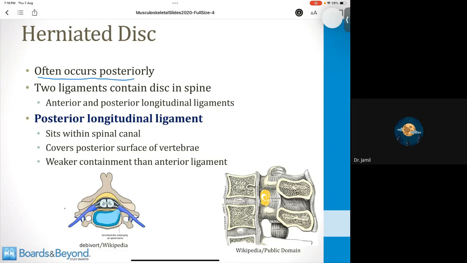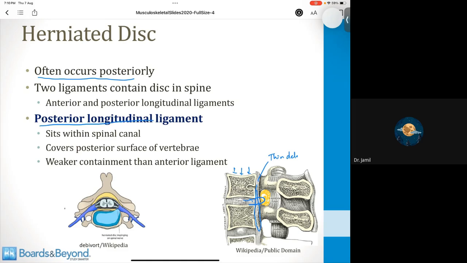So this is your posterior longitudinal ligament. It's really thin in nature, it's really delicate, right? So due to compression, due to weight bearing activities, what happens, we can have degeneration of that annulus fibrosus, and the nucleus pulposus would move backward, and as it moves backwards, it herniates into the spinal canal. It would compress the nerve, which is radiculopathy, right?